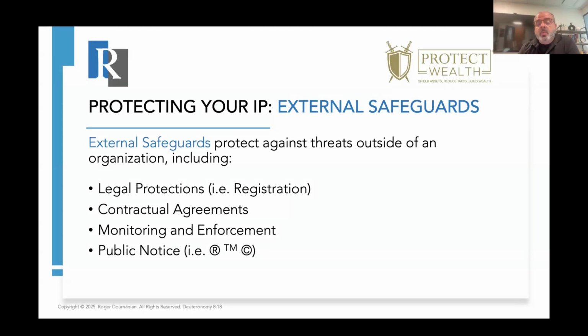And then finally, you want to put public notices. These little marks that you see, they each have meanings. The circle with the R is a federally registered trademark, while the TM is a common law trademark, which means state trademark. And then the C is copyright. So trademarks and copyrights have symbols that you can put to let the world know that, hey, these are protected marks.